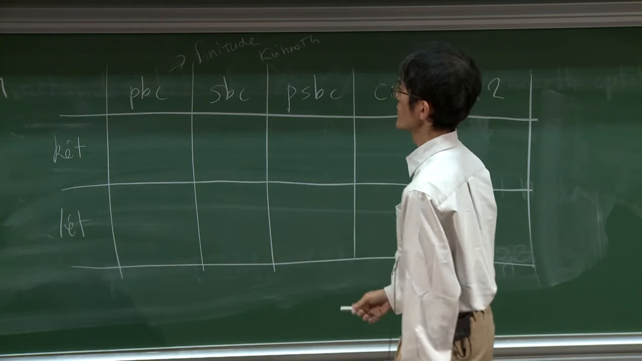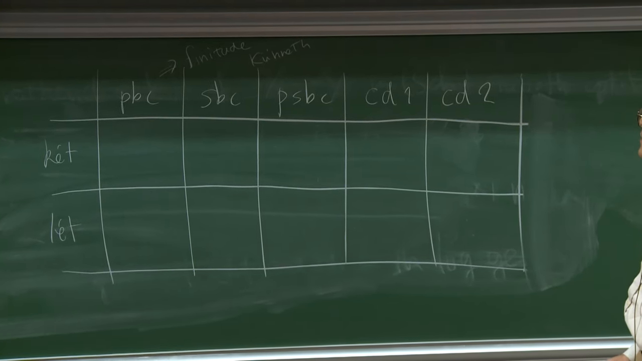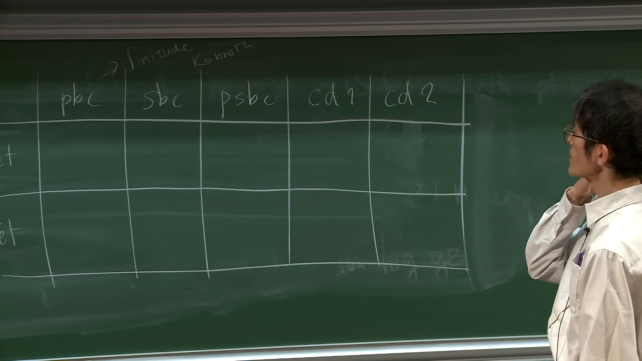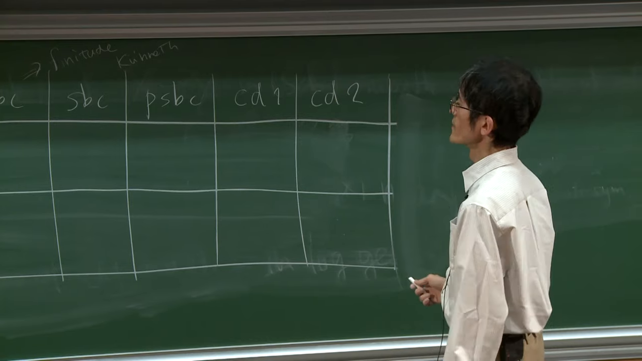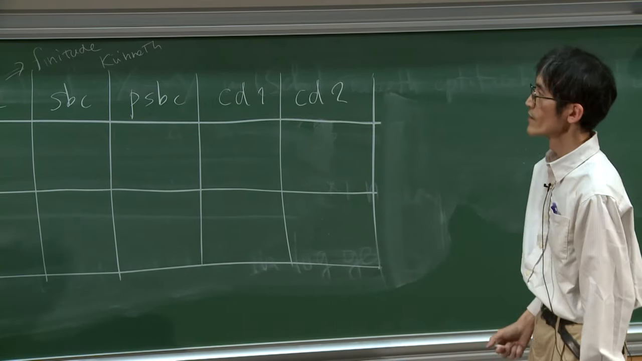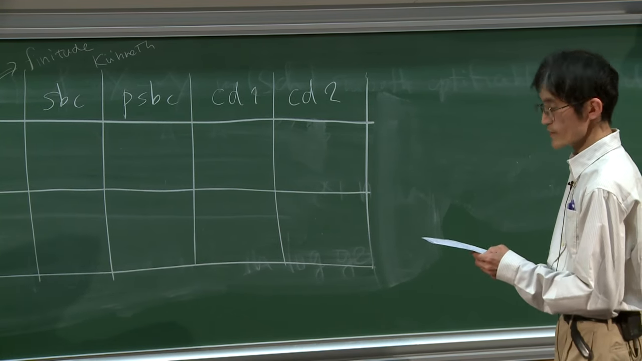Difficult to read what you write in this part of the world. Difficult. Yeah, because there is a shadow. So proper base change, what was the next one? I forgot. Smooth base change. And what did you write above?